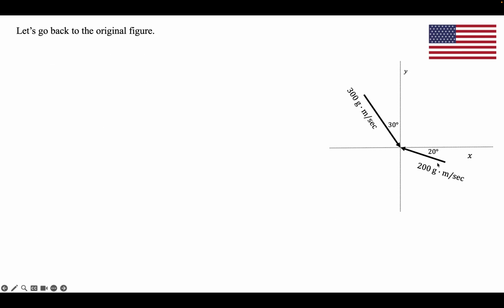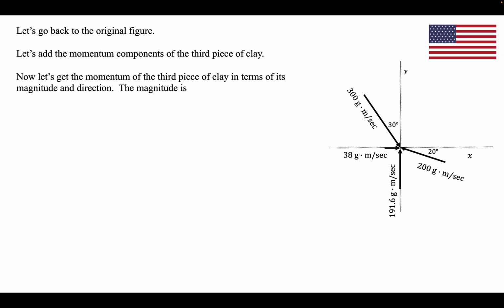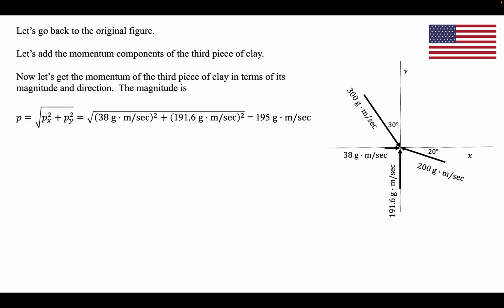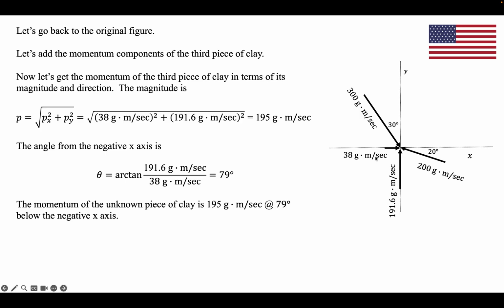So let's go back to the original figure. Let's add the momentum of the third piece of clay. It's that. Now we can get the magnitude with the Pythagorean theorem. 195 gram meters per second, and we can get the direction from the negative x-axis. The opposite side from the negative x is the 191.6. The adjacent side is the 38. 79 degrees. So now let's put that on the diagram.